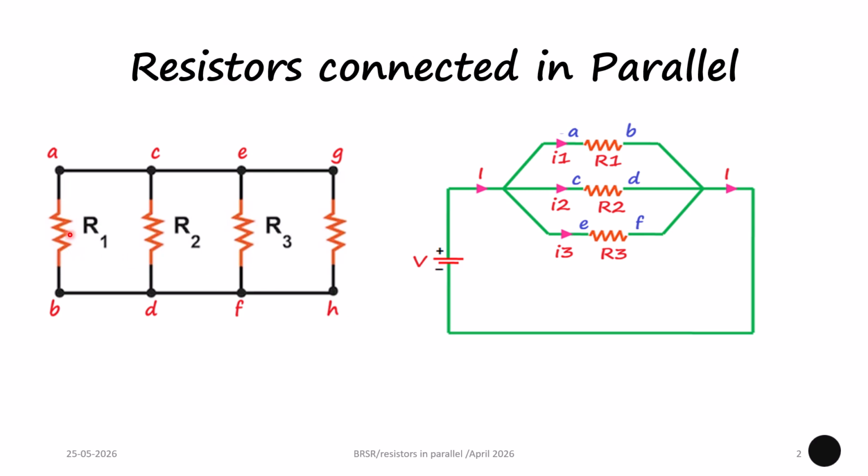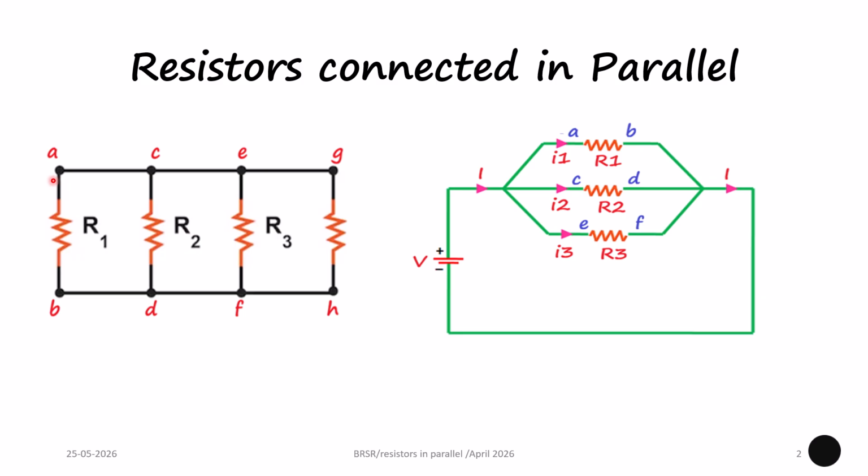If I say R1 and R2 are connected in parallel, that means that one end of the resistor R1 is connected to one end of the resistor R2. The second end is also connected to the second end of the resistor R2. It is not required that A is connected to C and B connected to D. Even if A is connected to D and B is connected to C, we still call it parallel. That means both the ends of the resistors are to be connected to the ends of the other resistor.